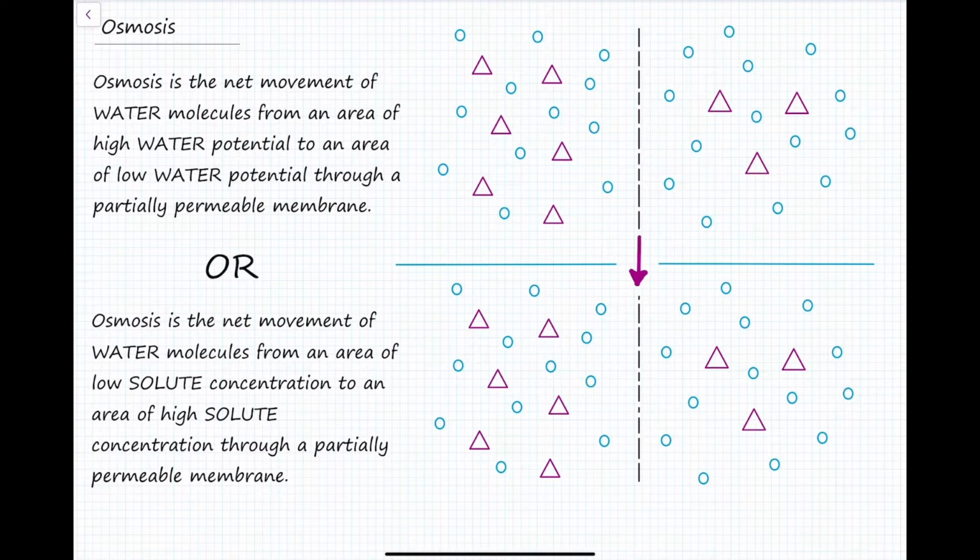First of all, let's define what osmosis is. Osmosis is the net movement of water molecules from an area of high water potential to an area of low water potential through a partially permeable membrane. So what does this mean exactly?